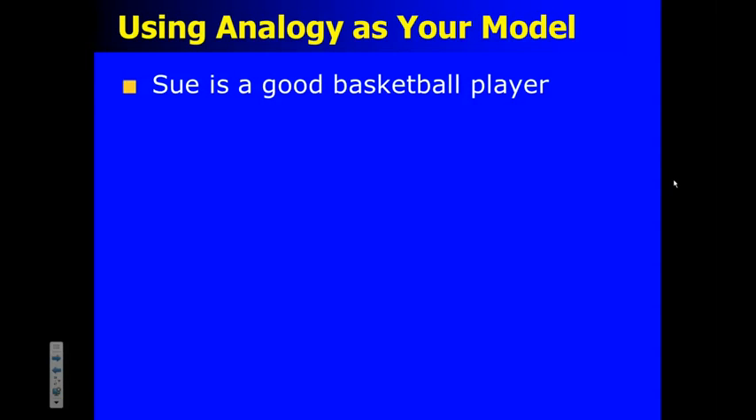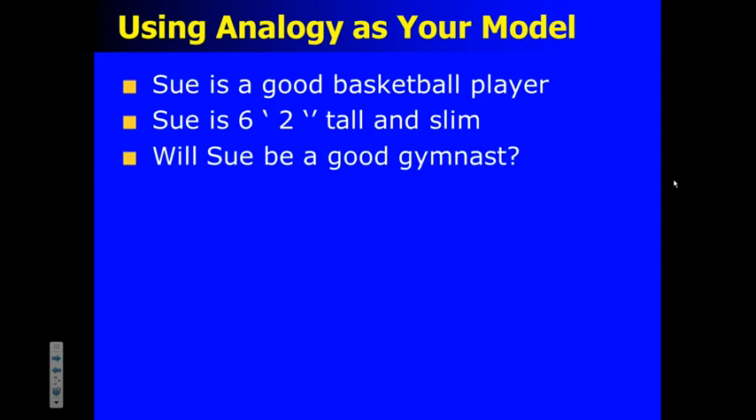What if I told you Sue is a good basketball player? Sue is 6'2", tall, slim. The question that I want you to predict is, do you think Sue will be a good gymnast? Well, at this point you may have trouble predicting yes. You might say, well, I get she's good at basketball, so she's probably athletic. She seems tall and slim and 6'2", so I don't know. It's hard to tell.